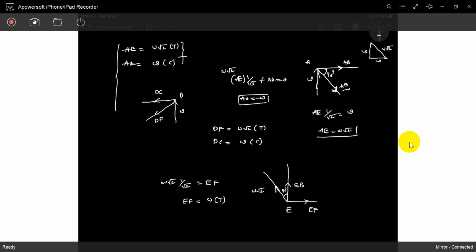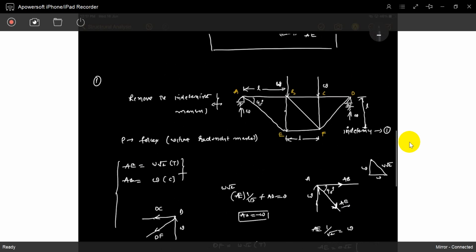Same thing in the vertical direction: W root 2 cos 45 plus EB is 0. So automatically EB is W but negative. That means EB is W compression. That's it. You know this, and now you can calculate it.